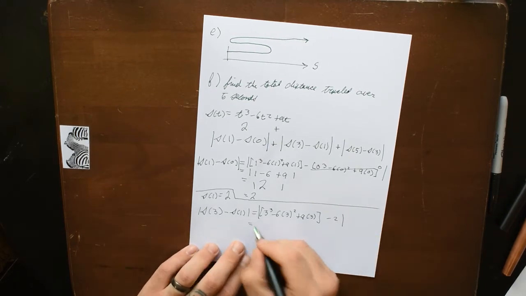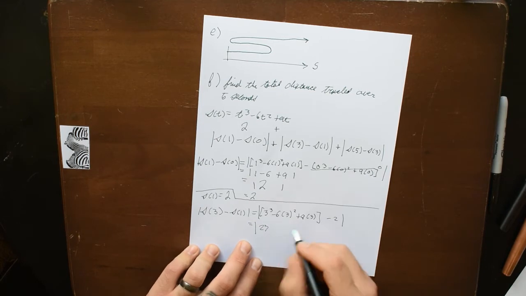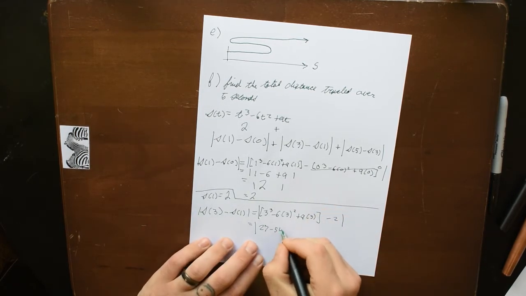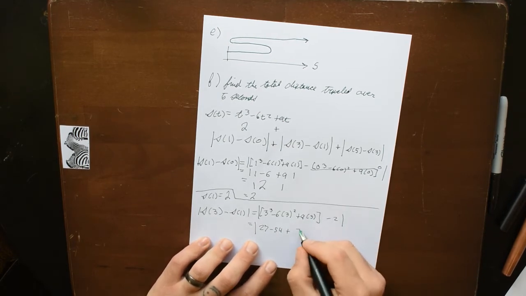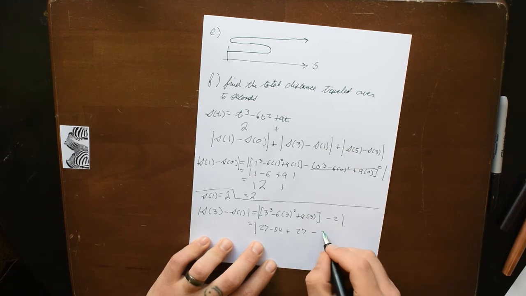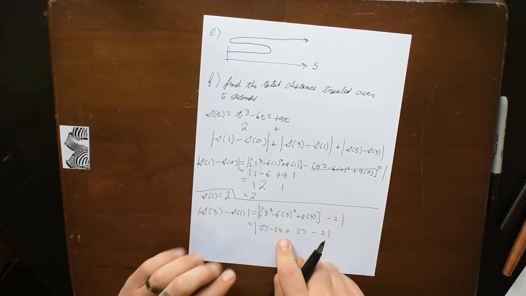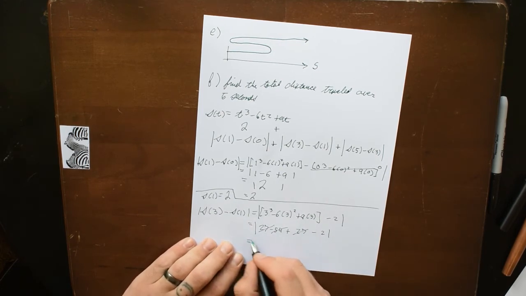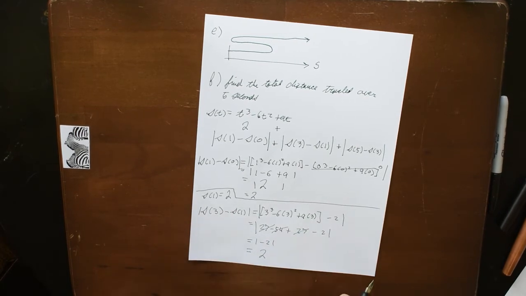So this will be equal to the absolute value of 3 times 3 times 3 is 27, 9 times 6 is 54, plus 27, 9, 18, 27, minus 2 in absolute value. 27 and 27 is 54. Take away 54 is 0, and we get the absolute value of negative 2, which is equal to a positive 2 again.